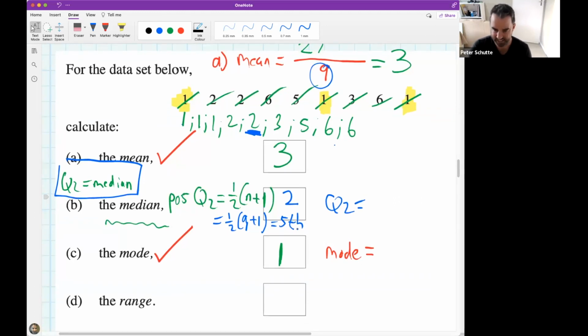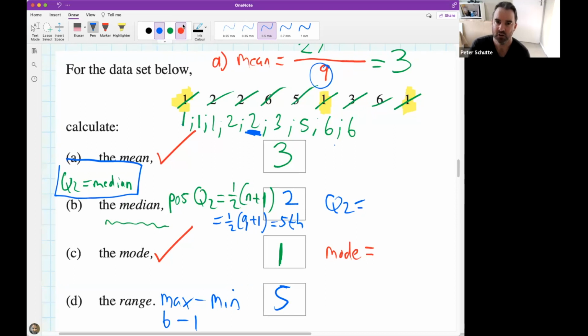Now, the range is not a measure of where the middle is. The range is a measure of how spread out the data is. And the range is simply the biggest, what we call the max value, minus the min value. So what do you think the range is going to be for my data set here? Okay, so the biggest value is 6, the smallest value is 1, so we get 5. So that is the range.